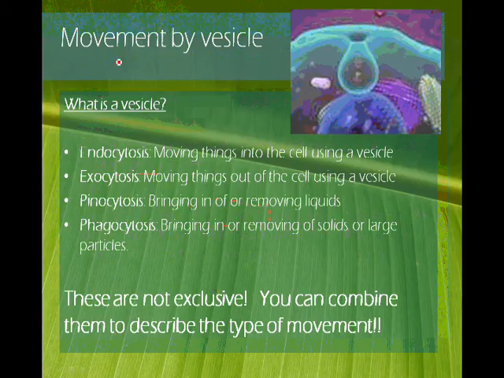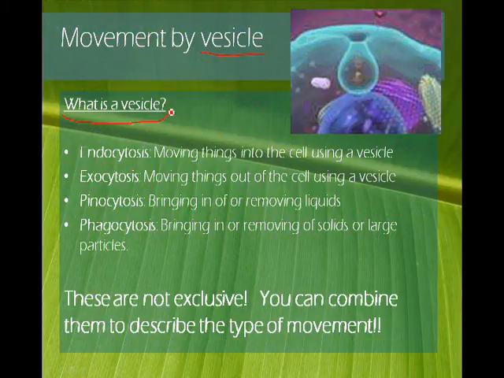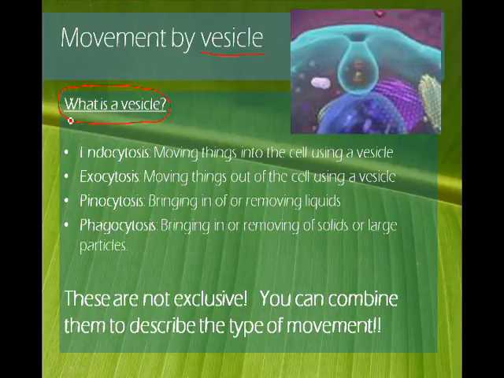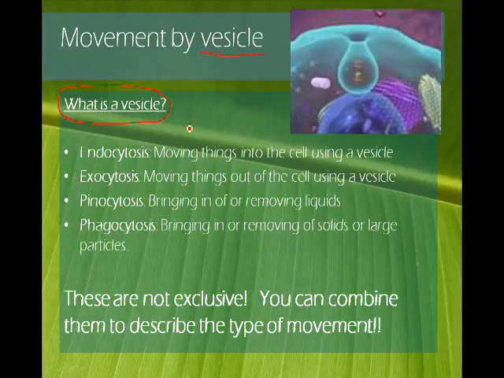The last type of movement is movement by vesicle. Ask yourself this question: what is a vesicle? A vesicle is a pouch, a membrane-bound pouch, and it can hold a number of things. Lysosomes are vesicles that hold digestive enzymes. But the vesicles that we're talking about here are basically just going to contain pouches of whatever's needed. Vesicles can move things two ways: into the cell or out of the cell.